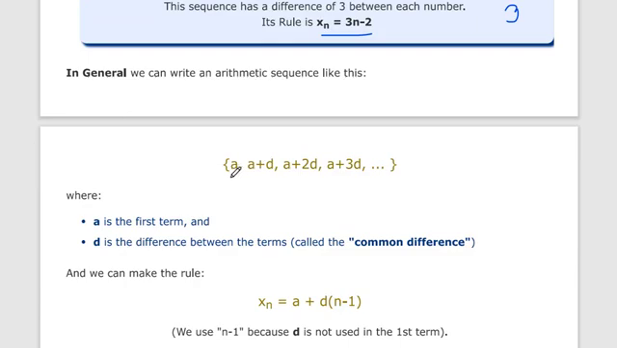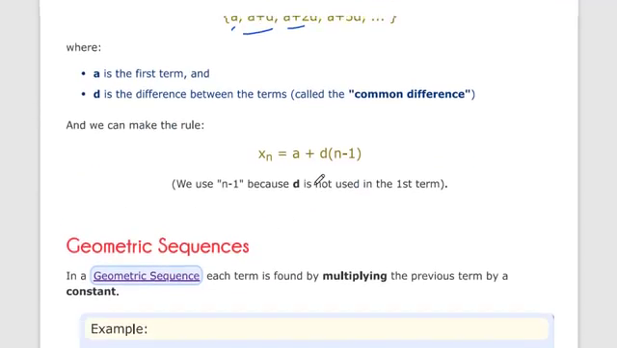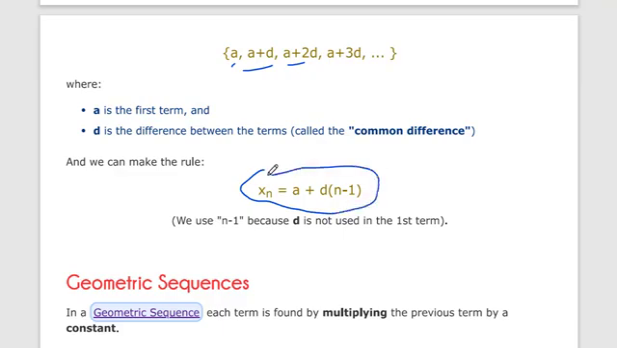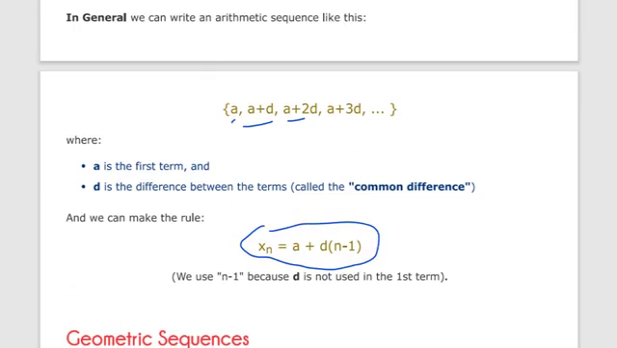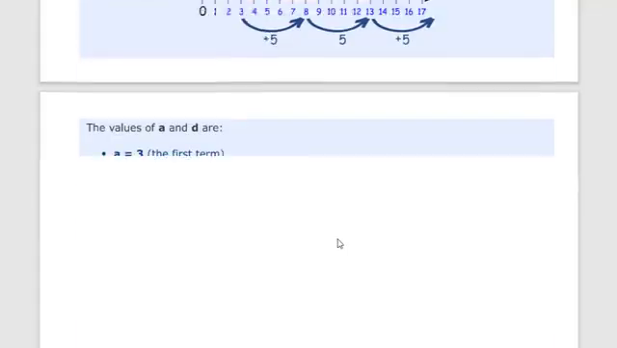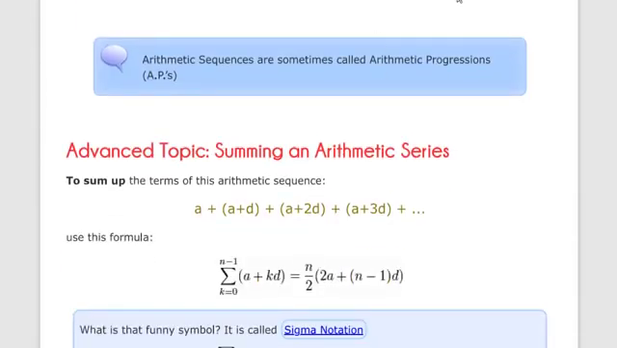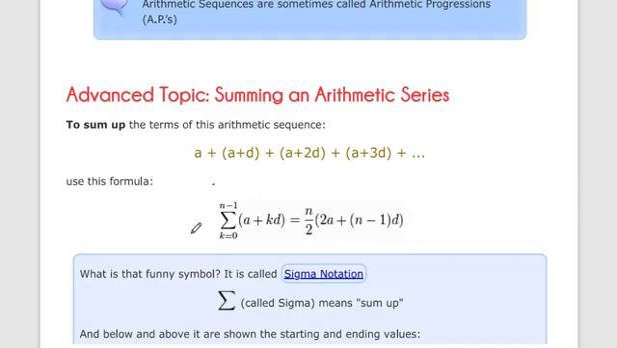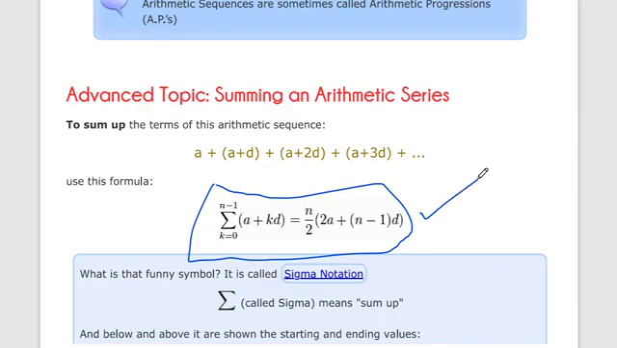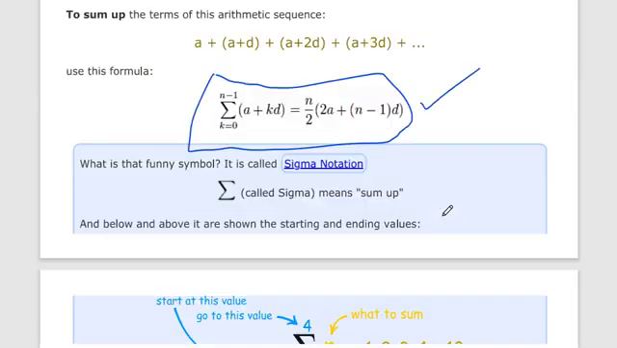In general, an arithmetic sequence is written like this: a, a plus d, a plus 2d, a plus 3d. Here a is the first term and d is the common difference, or you can say xn is equal to a plus (n minus 1)d. We have also discussed the summation of an arithmetic sequence. The sum rule is n by 2 times (2a plus (n minus 1)d). You have to remember this, and in the exam these types of questions are always asked.